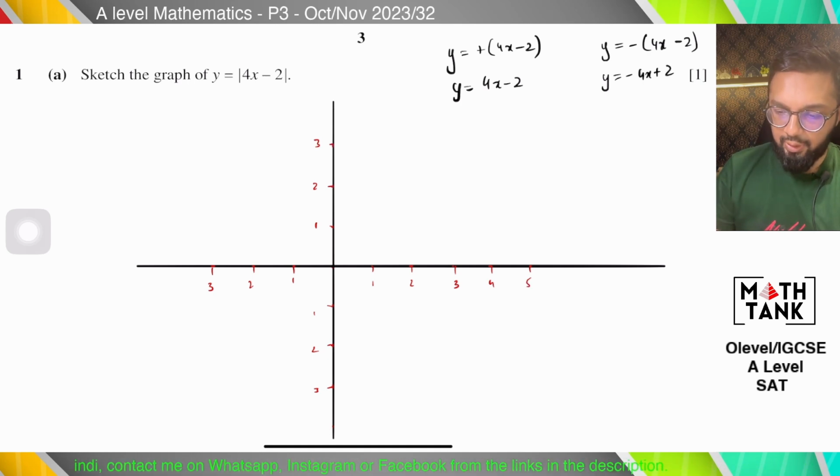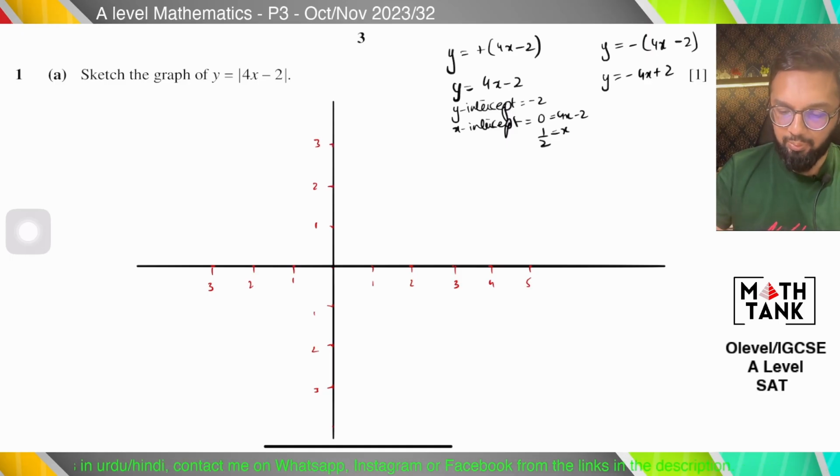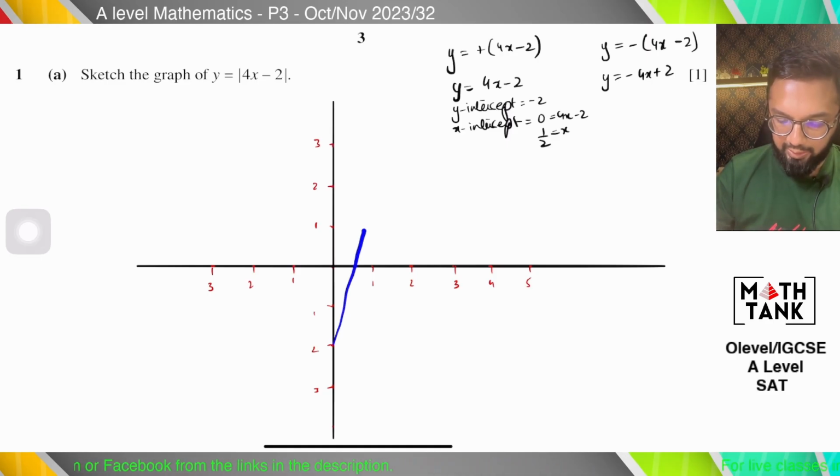Okay, so drawing the first line, I see that the y-intercept is minus 2 and the x-intercept should be, 0 equals 4x minus 2, that gives me x equals half. So the first line that I'm drawing with the blue color goes through minus 2 and half. So the line is going to go something like this.